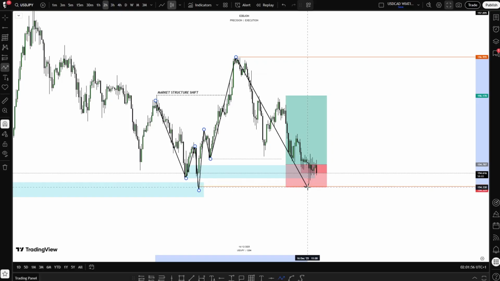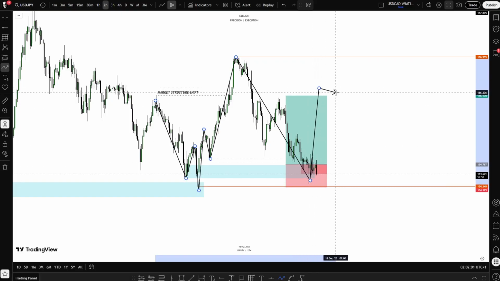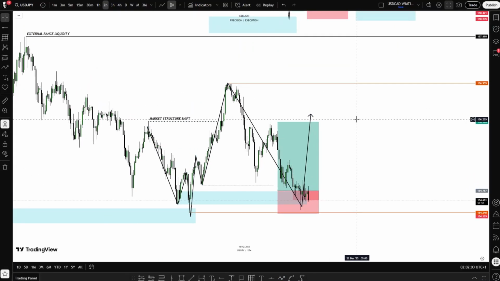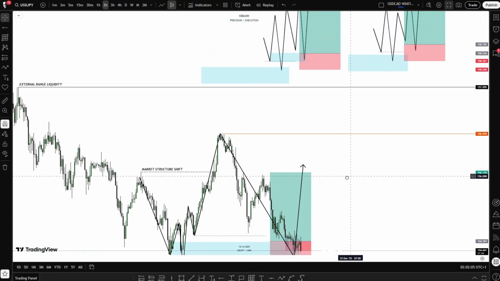We are suffering drawdown, but hopefully it triggers us and gives us our target. So this is the trade we have been looking for since last week. We have been active on it since last week.